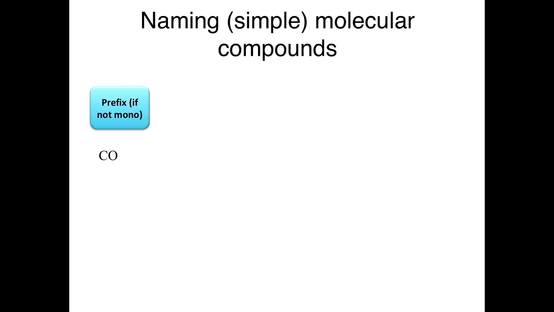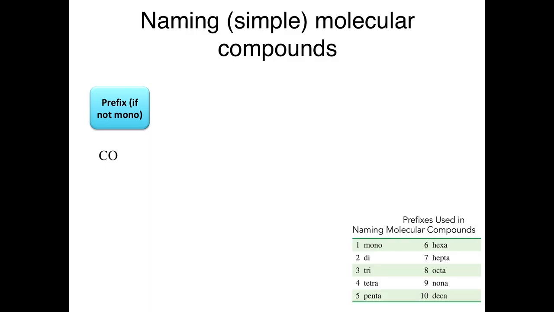To start naming them, you put a prefix, and a prefix tells you how many atoms of that element is in that compound. And in order to do that, you need to know the prefix table, where if you want to say there's one of something, you say mono, 2 is di, 3 is tri, 4 is tetra, 5 is penta, 6 is hexa, 7 is hepta, 8 is octa, 9 is nona, and 10 is deca. So go ahead and make flashcards to memorize this table.